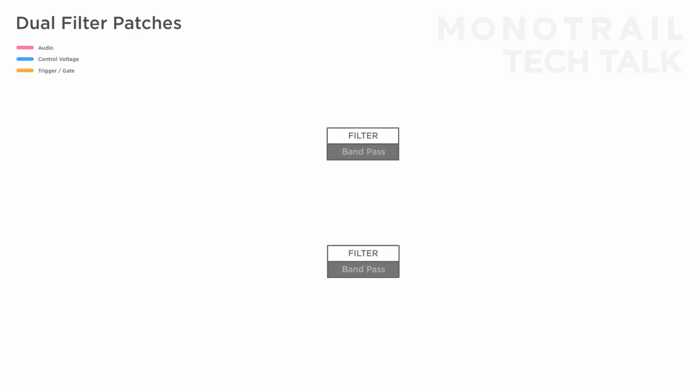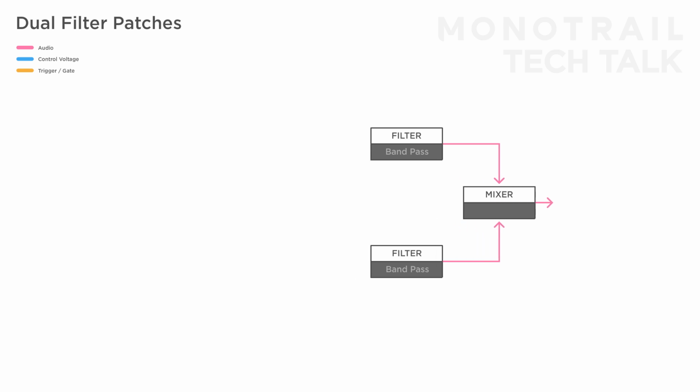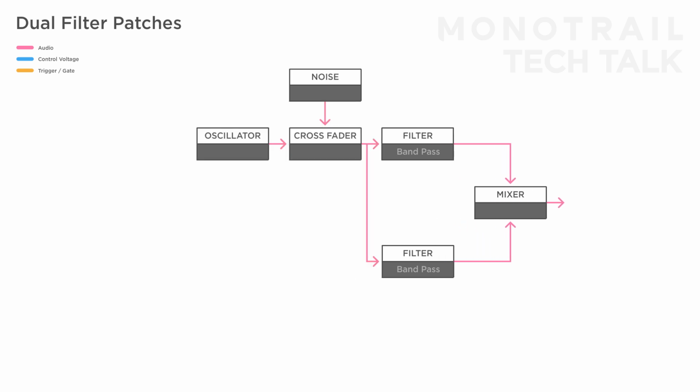You don't need to use parallel filters in stereo, of course. For example, you can run the same sound through two bandpass filters and then mix the result together. Here, a crossfader is used to mix an oscillator with white noise. When used with more narrow bands and audible resonant peaks, you can create very dynamic sounds.